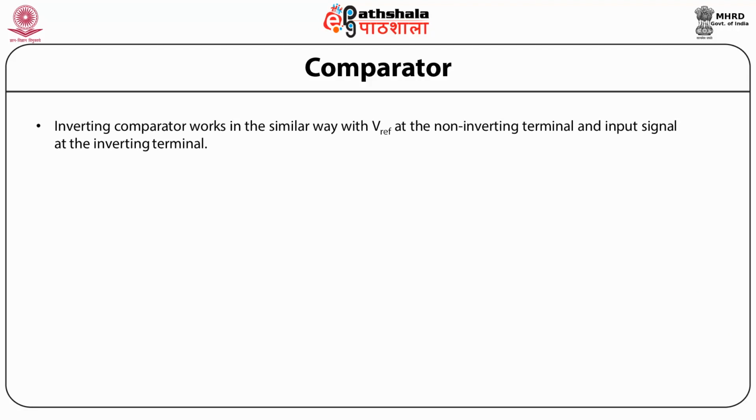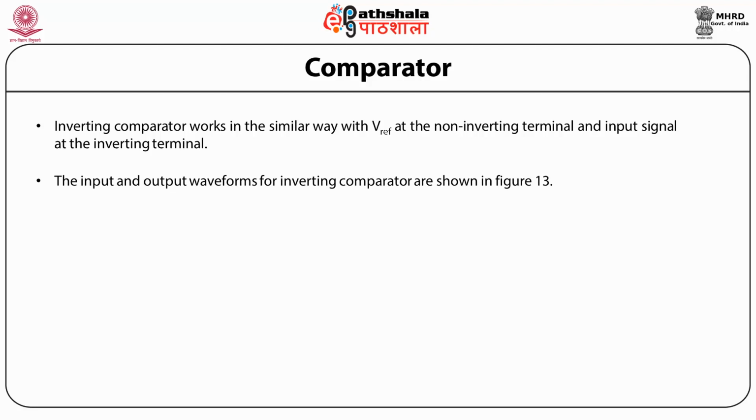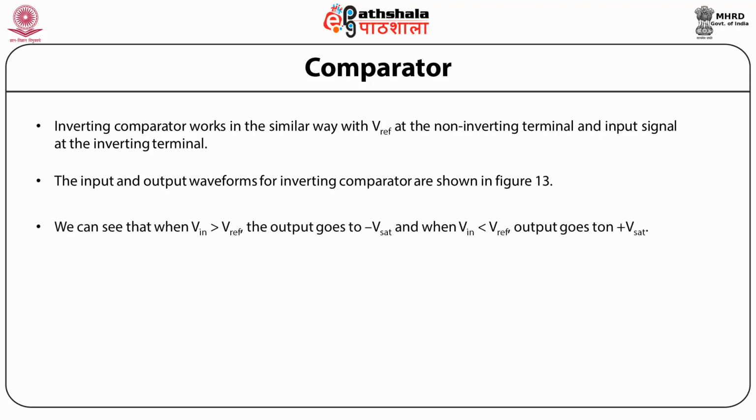Inverting comparator works in a similar way with V reference at the non-inverting terminal and input signal at the inverting terminal. The input and output waveforms for the inverting comparator are shown in the figure. We can see that for an inverting comparator, when Vin is greater than V reference, the output goes to minus V saturated, and when Vin is less than V reference, the output goes to plus V saturated.